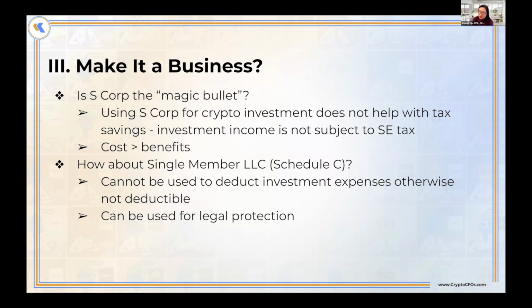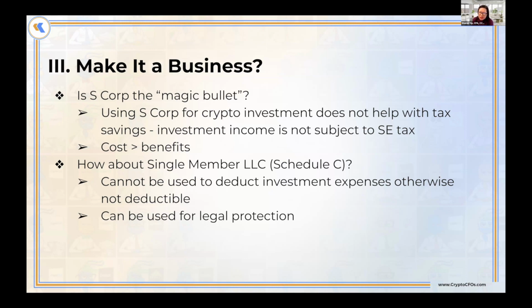But how about using a single member LLC? That's also another popular so-called strategy by some crypto investors. Well, it's pretty much the same situation as for S corps. Although the compliance cost for a single member LLC is probably lower because you don't need to file a separate business tax return and do bookkeeping, all the things like that. You probably just need to file a Schedule C with your 1040.